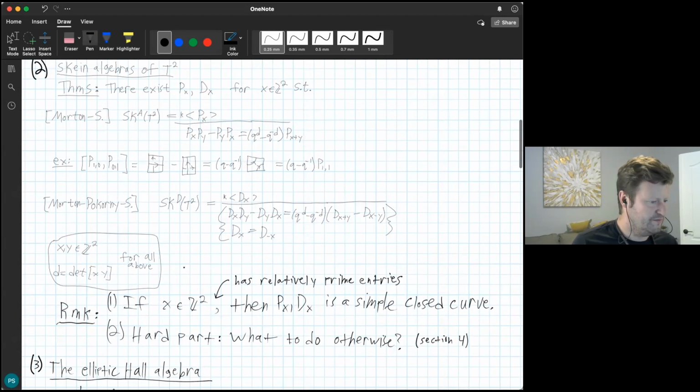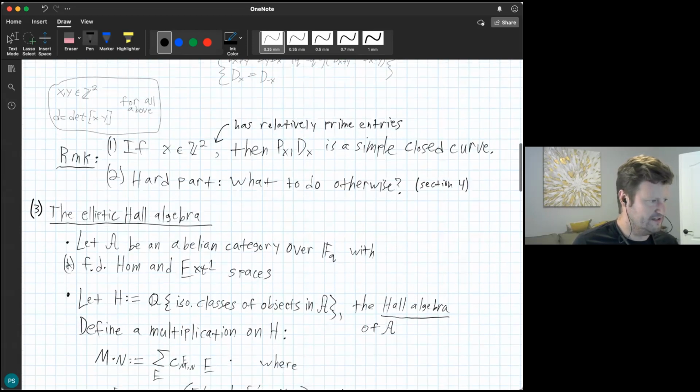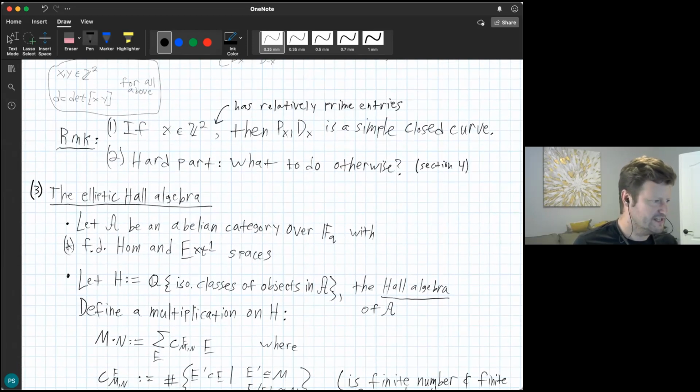To do that, I have to shift gears. Now I want to talk about the elliptic Hall algebra briefly. This is completely different, really. The Hall algebra is a way of constructing an algebra from an abelian category, instead of from a surface. So let's suppose that we have an abelian category over a finite field.